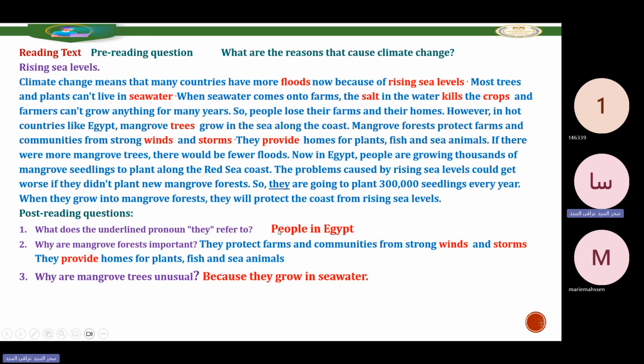What about the second one? Why are mangrove forests important? They protect farms and communities from strong winds and storms. Also, they provide homes for plants, fish, and animals. Why are mangrove trees unusual? They are unusual, of course, because they grow in seawater, which contains salt.